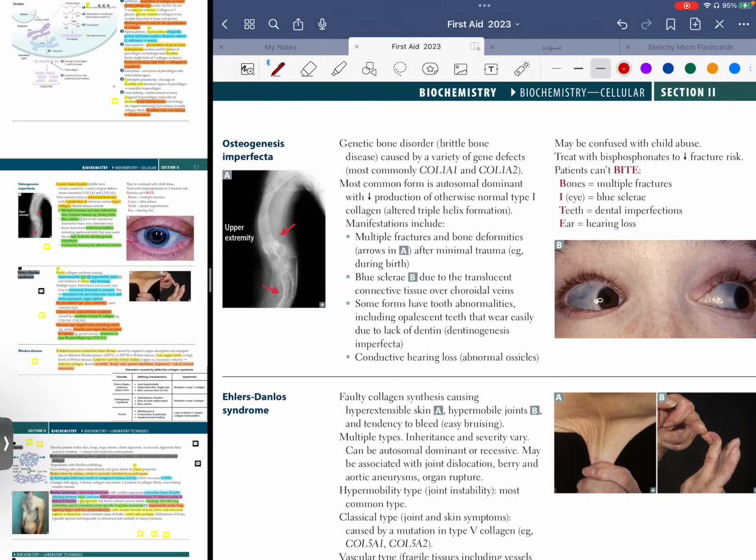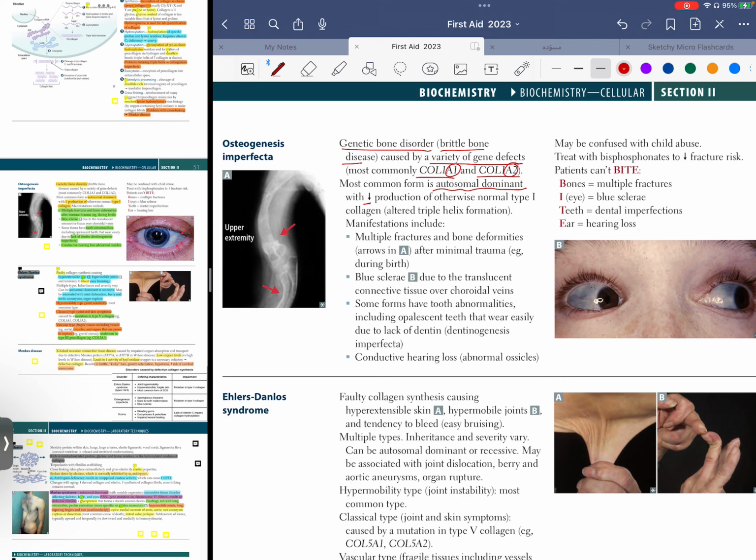For osteogenesis imperfecta, it's a genetic bone disorder. So it's a bone disorder. It's also called brittle bone disease, caused by a variety of gene defects, most commonly COL1A1 and COL1A2. So A1 and A2. The most common form is autosomal dominant.